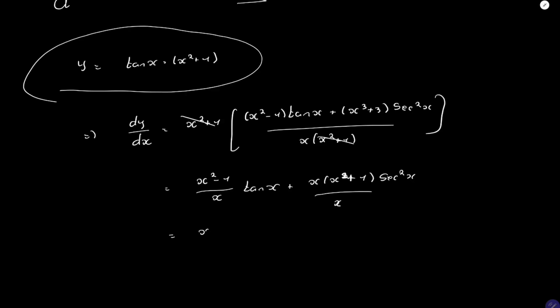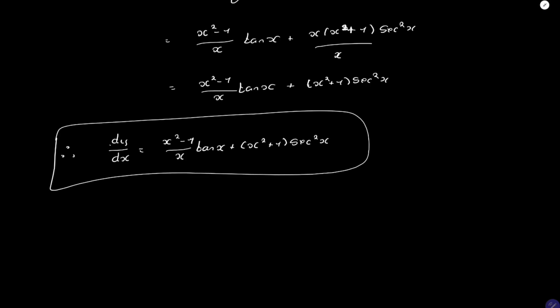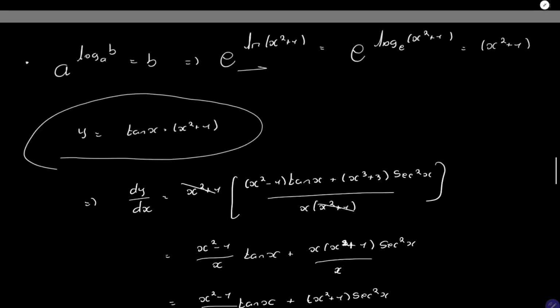x cancels out. We are left with x squared minus 1 on x tan x plus x squared plus 1 sec squared x. So we could still conclude that the derivative of y with respect to x leaves us with x squared minus 1 on x, all that tan of x, plus x squared plus 1 sec squared x. So this is a much simpler form we would have had, or we have still gotten, using this simplification.